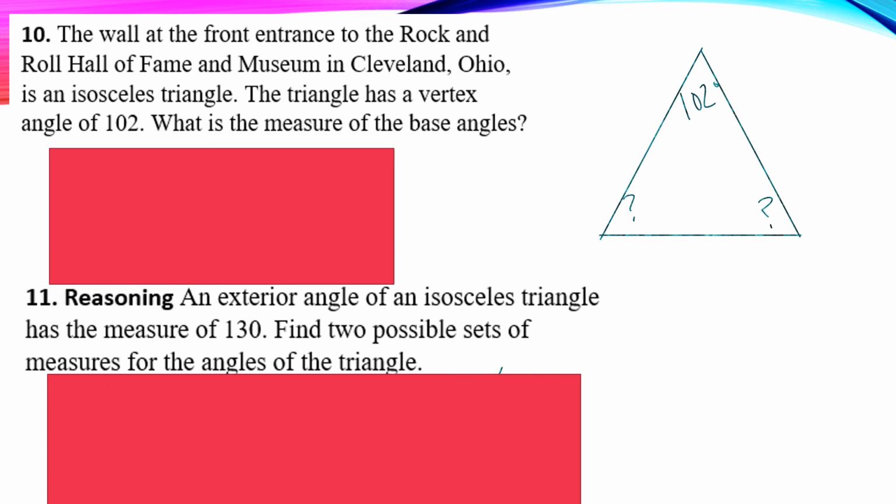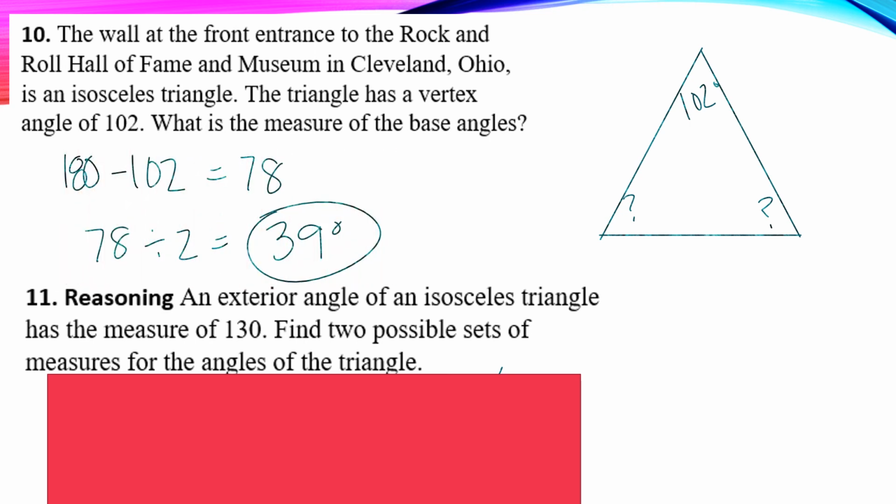My vertex angle is 102. Again, if you don't know the vocab, you need to make sure that you try and get that figured out. So basically, all your angles have to add up to 180. So your base angles total 180 minus 102, and you get 78. Then you have to divide that by 2 because those two angles are exactly the same. So 78 divided by 2 would be 39. So your base angles would be 39 degrees each.